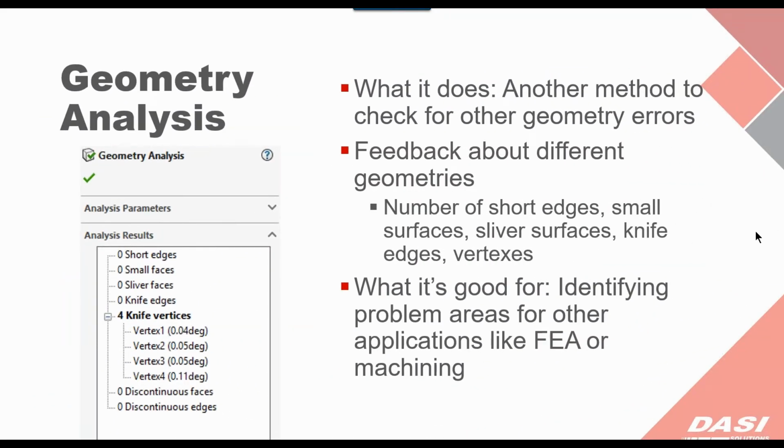Geometry analysis. This one's kind of similar to the check entity one. It gives you some different feedback, but some of the same as well, so there's some overlap here, right? It's another method to check for geometry errors and gives you feedback about different geometry: short edges, small surfaces, sliver surfaces, knife edges, vertices. What it's good for is identifying problem areas for other applications like FEA, simulation, or machining.